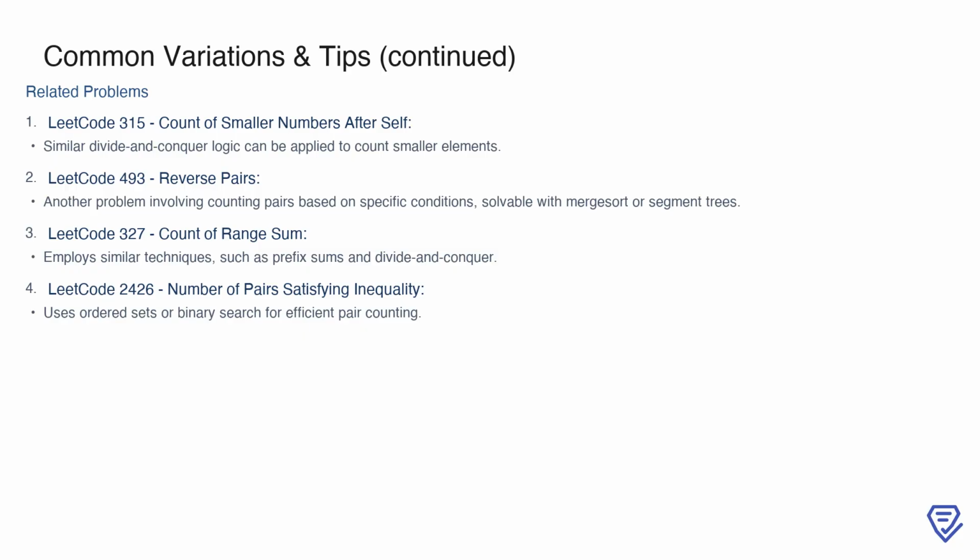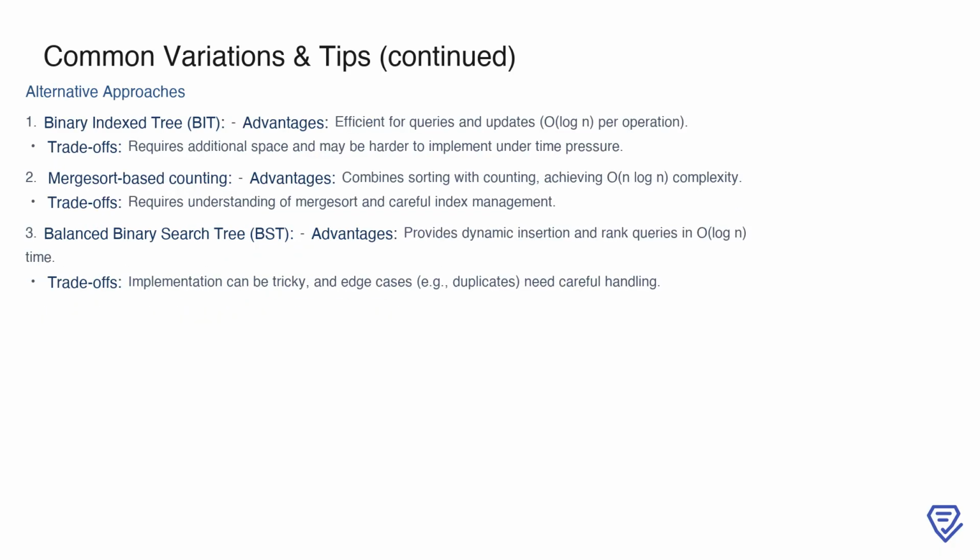By exploring these related problems, you can deepen your understanding of the core techniques and see how they apply to various scenarios. There are also alternative approaches you can consider for solving this problem. Using a binary index tree, or BIT, is one option. It's efficient for both queries and updates, with each operation having a time complexity of O(log n). However, the trade-off is that it requires additional space and can be tricky to implement under time constraints.